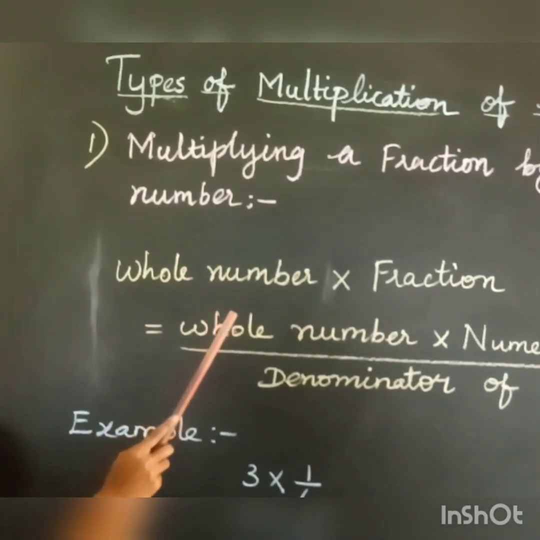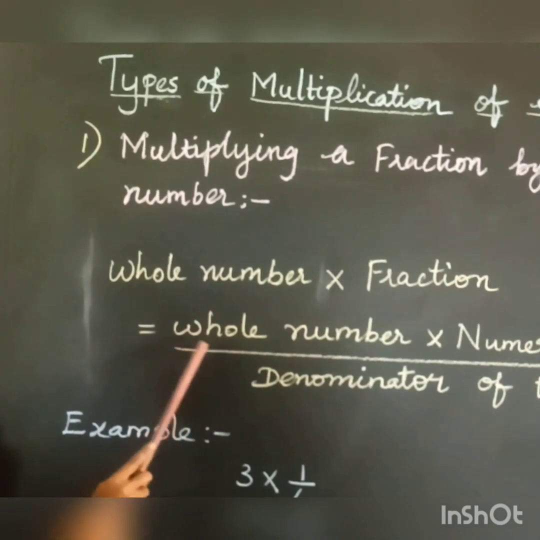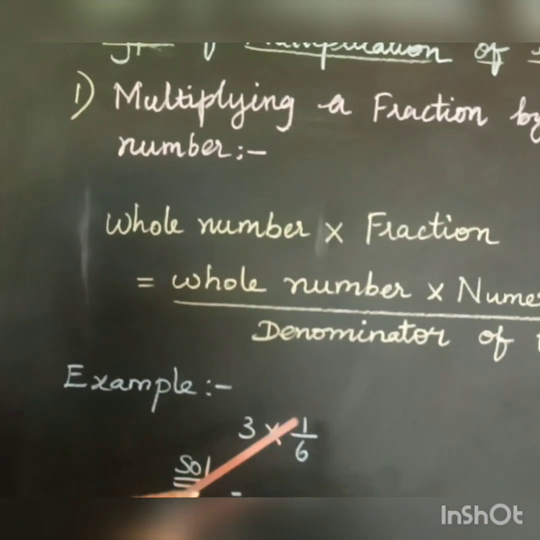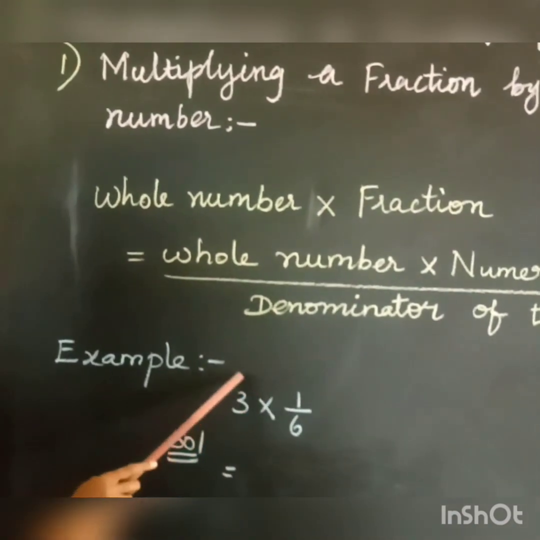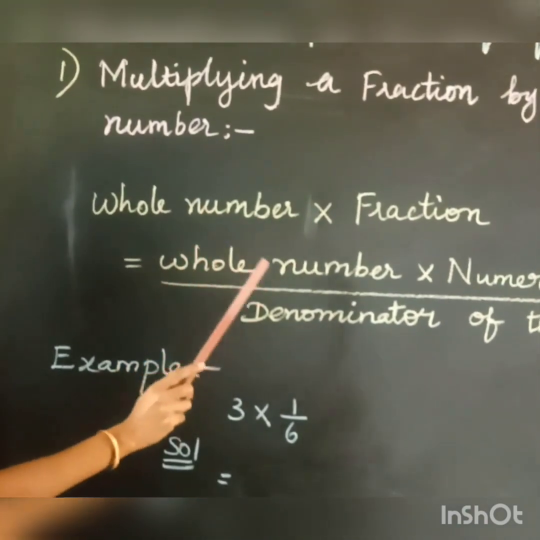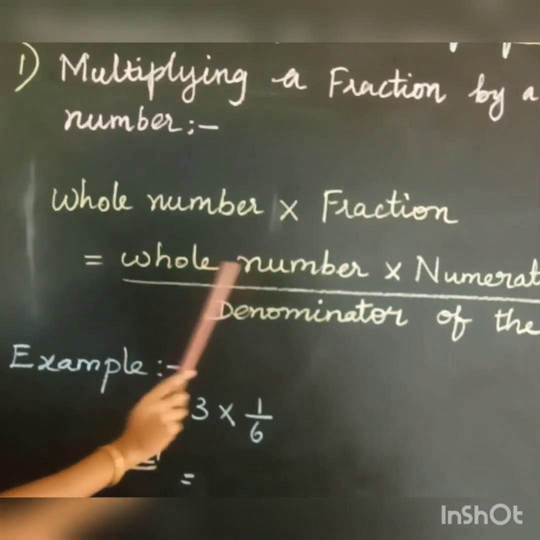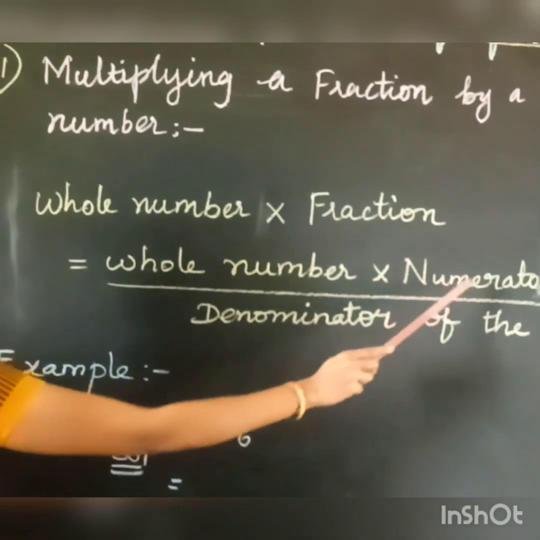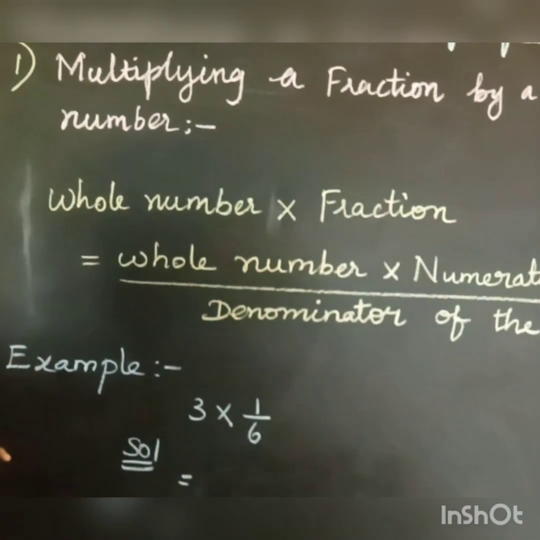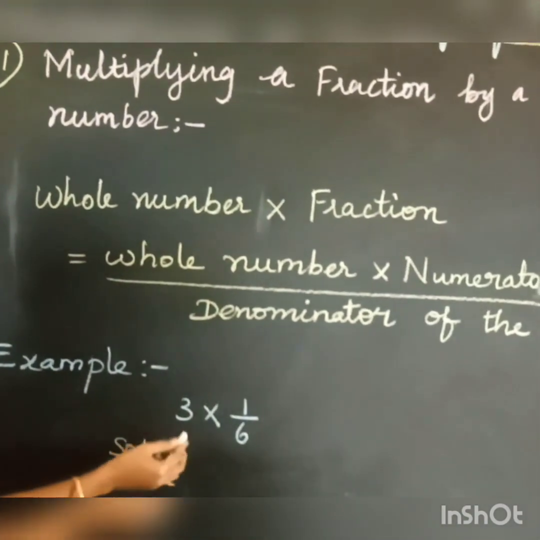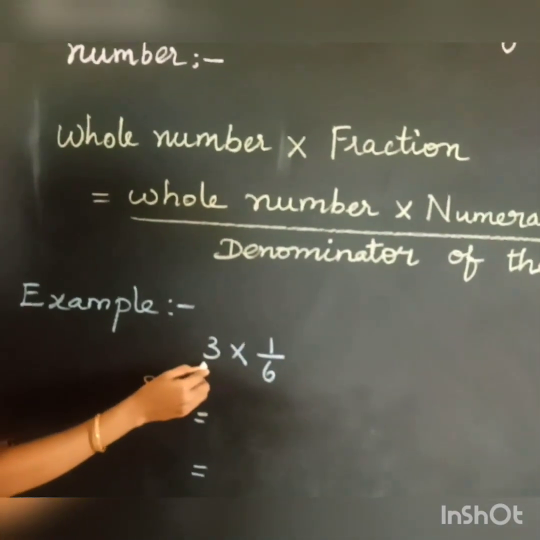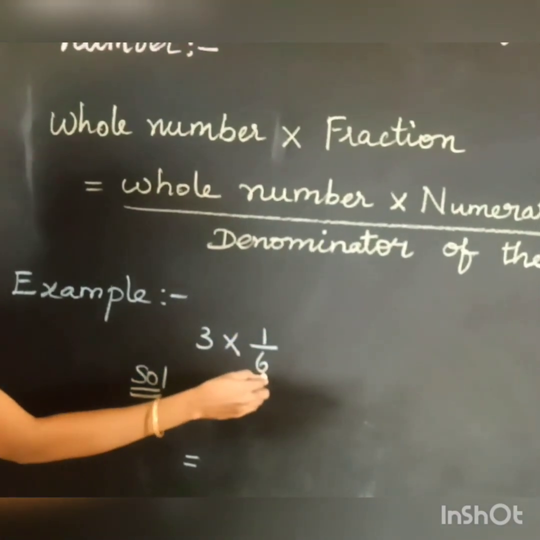For this method, see this example: 3 into 1 by 6, that is whole number into fraction. For this type of sum you have to use this formula: whole number into numerator of the fraction divided by denominator of the fraction. Now we come to the example sum, 3 into 1 by 6. 3 is the whole number and 1 by 6 is the fraction.